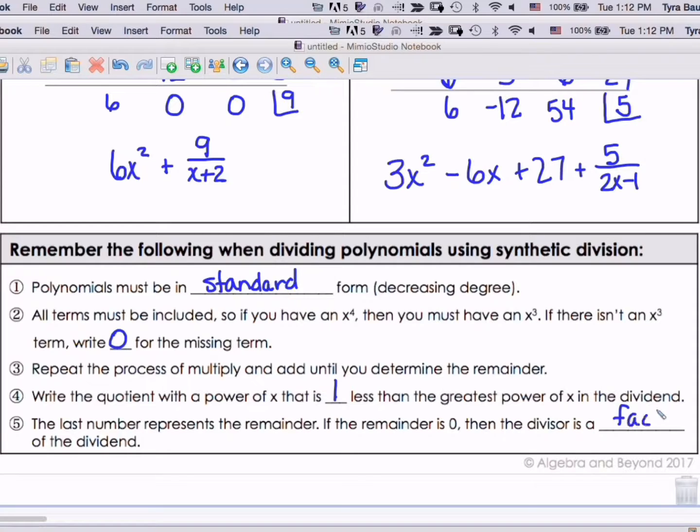If the remainder is 0, then the divisor is a factor of the dividend. Okay, it's an exact factor. There's no remainder necessary.